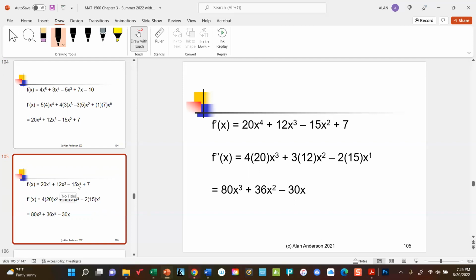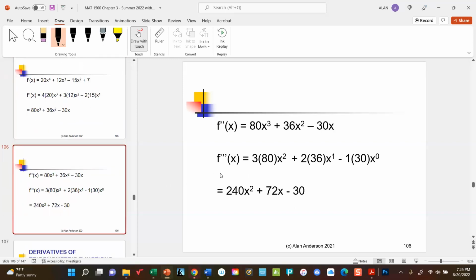All right. So once again, now here, there's no constants. We're just applying the power rule to all three terms. And you can see, yes, when we're done, we end up with 240x squared plus 72x minus 30.